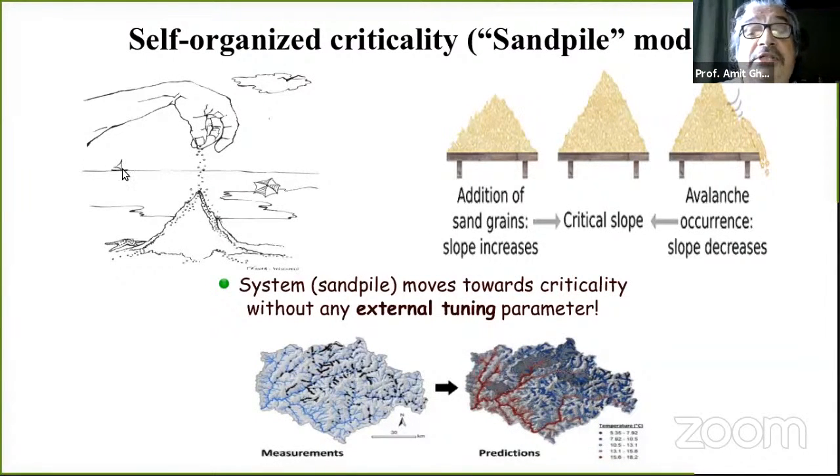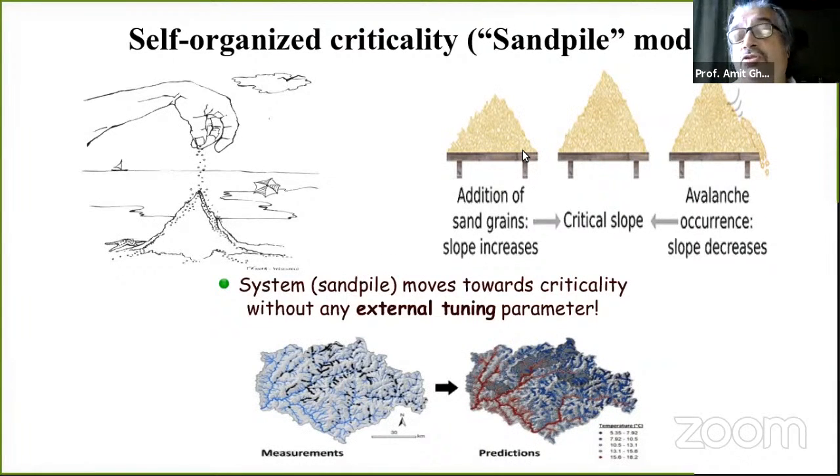What people study is that you must have played this game by the seashore in your younger days. If you drop sand and pile it up, it slowly grows in height, and makes a conical structure like this. With the addition of sand grains, the slope increases, but then it reaches a critical slope beyond which, if you put more sand, there is an avalanche, and the slope decreases. Basically, there is a point where the system, which is a sand pile here, moves towards criticality, in the sense that there is a point up to which it takes sand, and beyond which it does not take sand, and that happens without any tuning.